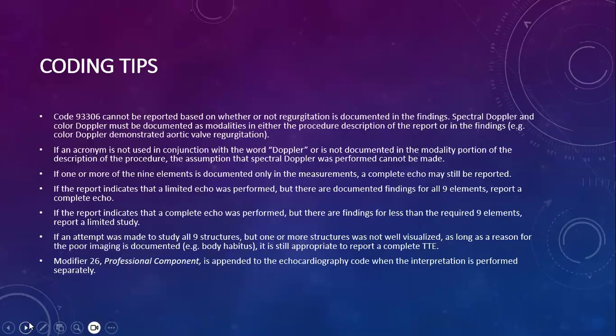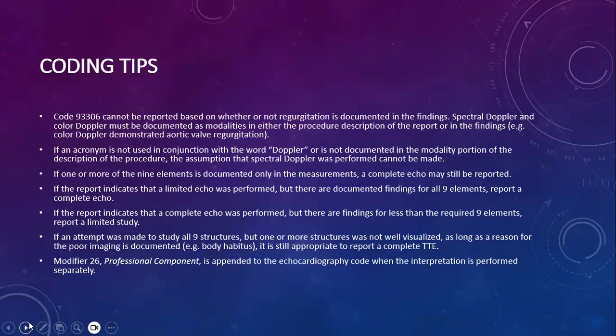Now, if there was an attempt made to study all 9 structures, but one or more of the structures are not well visualized, as long as your provider is documenting why. Why is it poor imaging? Is it body habitus, or is there some other reason why they were unable to see that structure appropriately? As long as they're telling you why, you can still count it.